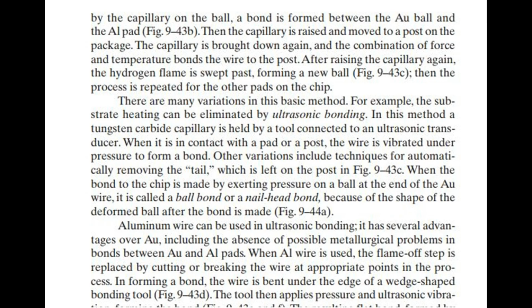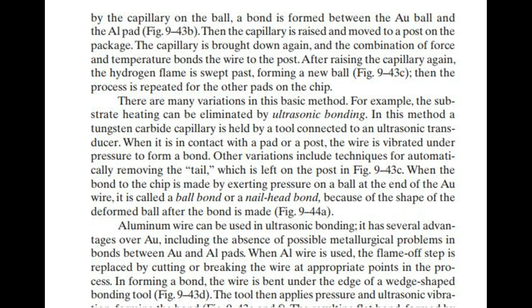There are many variations in this basic method. For example, the substrate heating can be eliminated by ultrasonic bonding. In this method, a tungsten carbide capillary is held by a tool connected to an ultrasonic transducer. When it is in contact with a pad or a post, the wire is vibrated under pressure to form a bond. Other variations include techniques for automatically removing the tail, which is left on the post in Fig 943c.